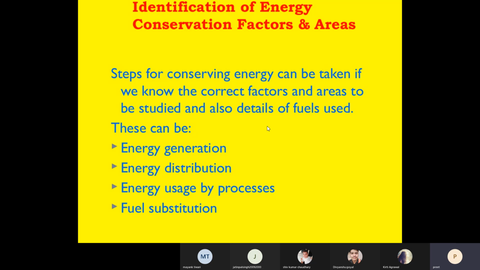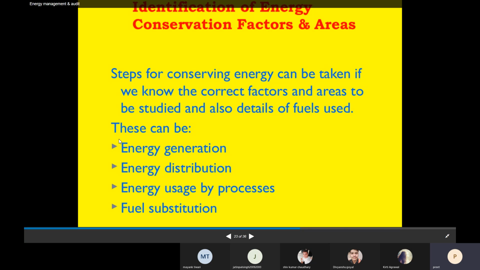So under energy auditing, we need to identify the different energy conservation factors and their areas. Steps for conserving energy can be taken only if we know the correct factors to focus on, the areas which need to be studied, and also the details of the fuel used.